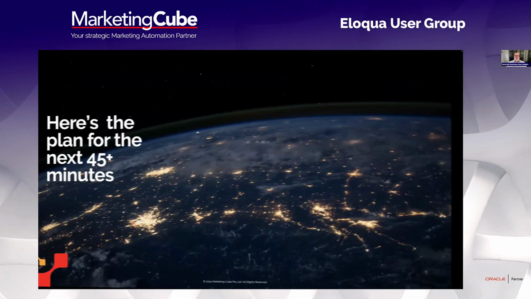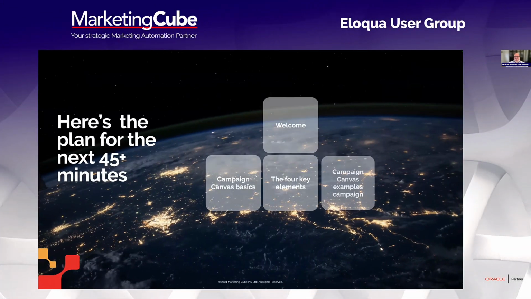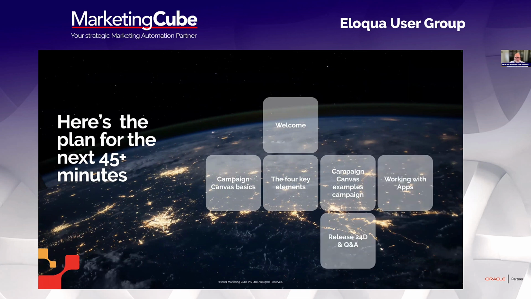Alrighty, let's jump in and have a look and see what the plan is for the next 45 minutes. So welcome, of course. Thank you again for being here. We're going to focus on the campaign canvas, so multi-step campaigns today. We'll look at some basics, with the whole point being from novice to ninja. Look at the four key elements you'll find on the campaign canvas to drive your campaign performance and what you're trying to deliver to your members or clients or prospects, whoever the audience may be.